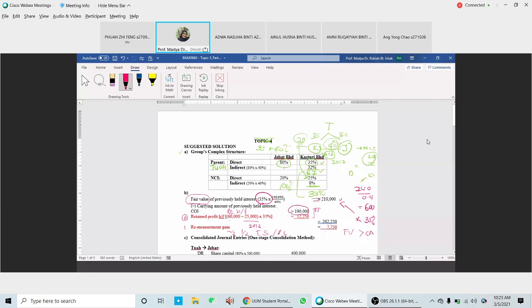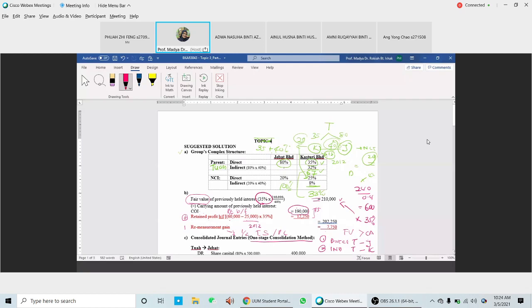Okay, the next one we're going to proceed with is the journal entry. Since we are using the one-stage consolidation method, we start from direct. Journal entry direct here means between Tuah and Jebat. And then the second one is indirect. The indirect here is Tuah to Kasturi. Okay, so we're going to prepare this one.